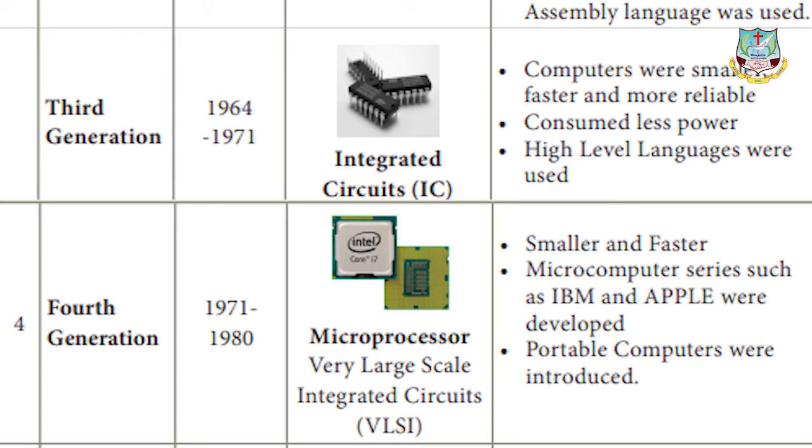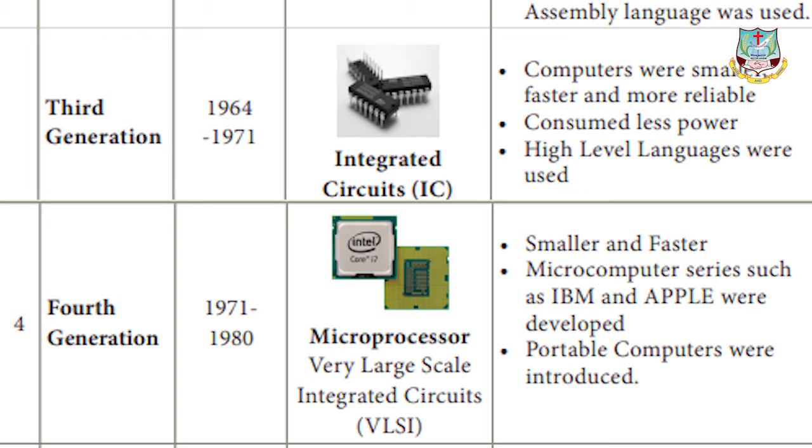First, we saw that the component was vacuum tubes. In second generation, it was transistor. And third generation, it was IC, that is integrated circuits. And in fourth generation, here comes the microprocessor. This microprocessor plays a vital role in today's computer also.